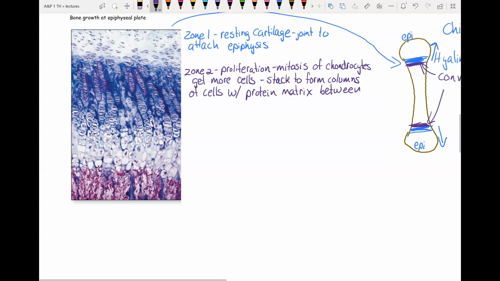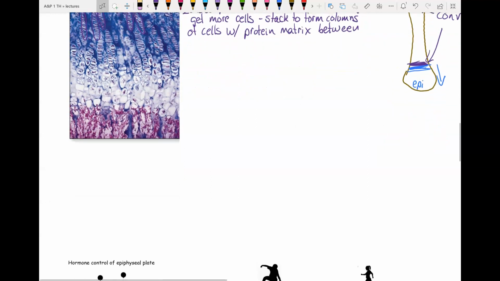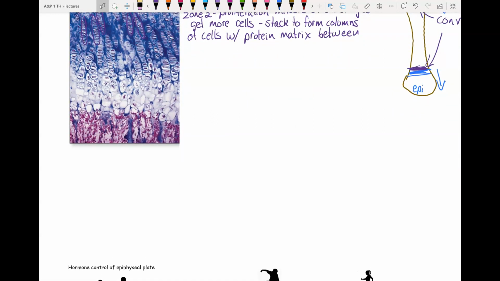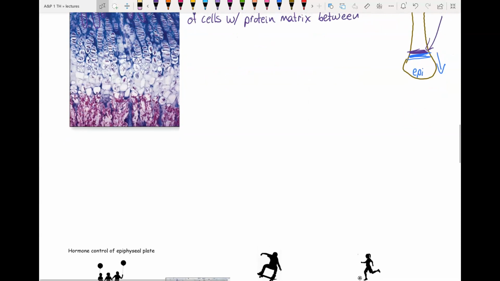So we have this actual photograph. I'm going to make a diagram down here under it just to go along with what's going on. So we have zone 2. You have all these cells, so we'll make the cells a different color here. You're doing mitosis and you're making new chondrocytes, and they form these columns. Then between them, you have all this protein. So the blue is the protein matrix between the cells.